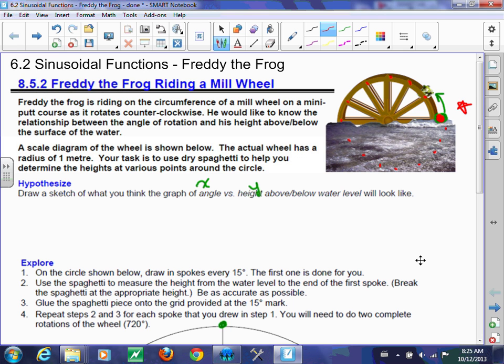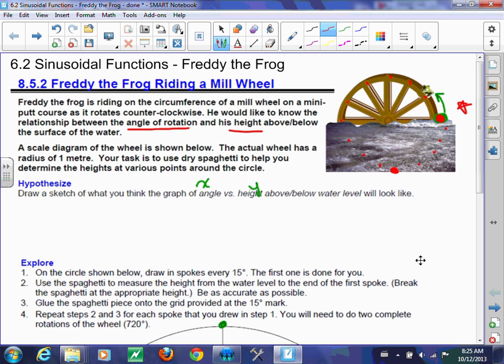All right, so it says, Freddy the Frog is riding on the circumference of a mill wheel on a mini putt course as it rotates counterclockwise. He would like to know the relationship between the angle of rotation and its height above/below the water surface. Just keep a reminder, guys, that if he's down here, he's going to be below the water, so his height's going to be negative when you take a look at it, okay?